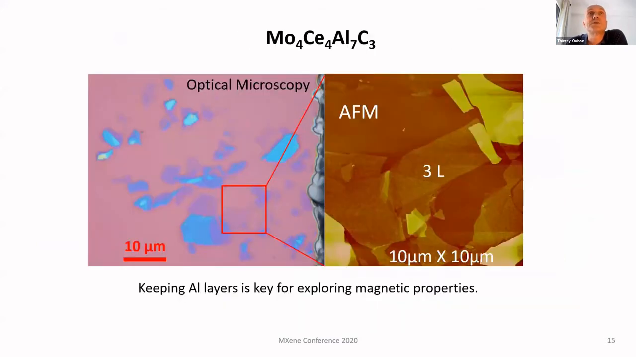Our last example is that of the ferromagnetic chromium lattice, which I described a few minutes ago. And here again, we can see that very few layer flakes can be obtained with areas of several square microns, which is more than enough for fabricating electron devices with a few layers.